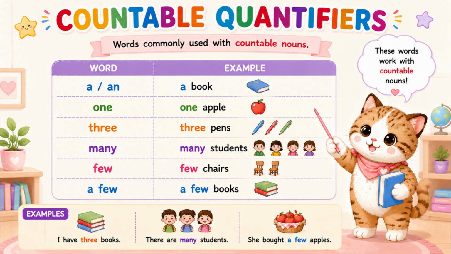For examples in sentences, let's see. I have 3 books. There are many students. She bought a few apples. These words work with countable nouns.